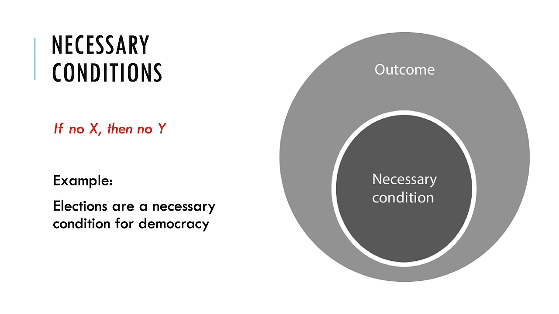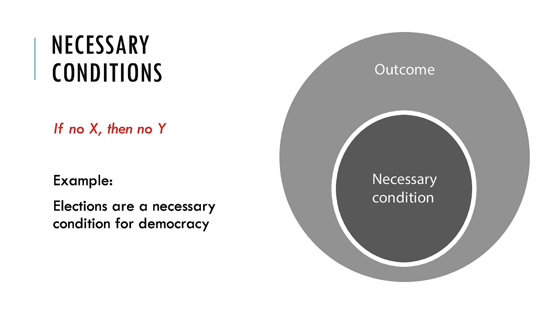For example, you could say that improving rule of law is necessary to reduce corruption. You cannot reduce corruption without it. Another way to think of this is in reference to concepts and definitions. We can say that elections are a necessary element of democracy. If you do not have elections, then you do not have a democracy.